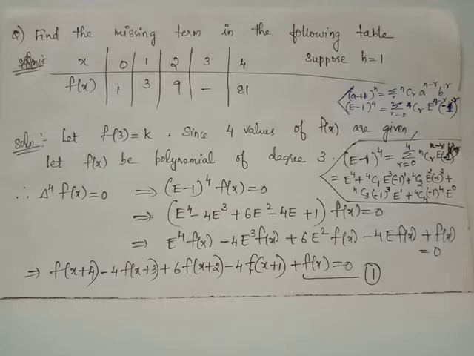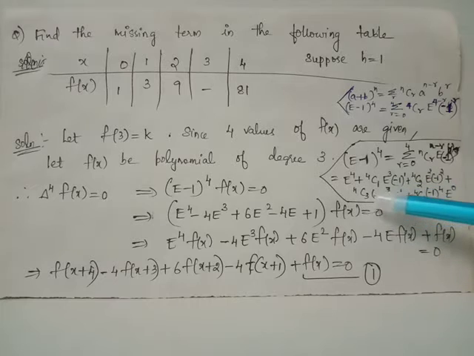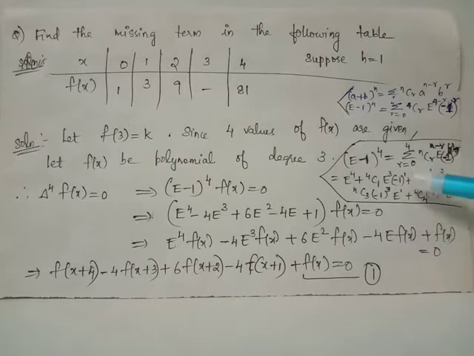We can expand (E minus 1) raised to 4 using binomial expansion. We have (E minus 1) raised to 4 equals summation r ranges from 0 to 4, 4Cr E raised to 4 minus r into (minus 1) raised to r. Thus we have (E minus 1) raised to 4 becomes E raised to 4 plus 4C1 E raised to 3 into (negative 1) raised to 1 plus 4C2 E square into (negative 1) squared plus 4C3 (minus 1) cubed into E raised to 1 plus 4C4 (minus 1) raised to 4 into E raised to 0.